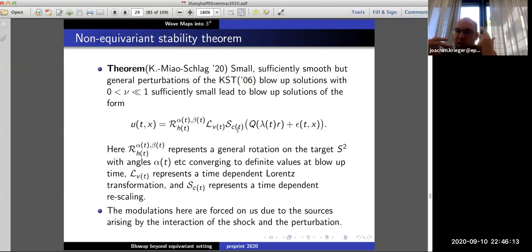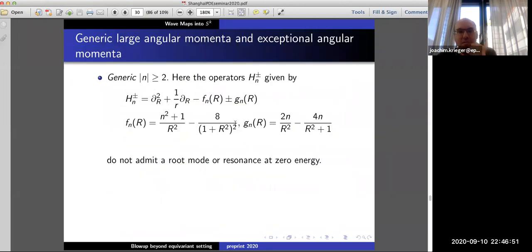And so you have to take advantage of the freedom to modulate, not so much on Q, but, remember, you're perturbing the original KST solutions. So what you take advantage of is the effect of the symmetries on the singular part of the KST solution. And you choose these modulations in such a way that the modulated singular part of the KST solution cancels against the singular terms that are generated by the interaction of the shock and the perturbation that you have. And this is what you have to use to make the scheme converge at the end of the day. All right, so how does this work now in detail?